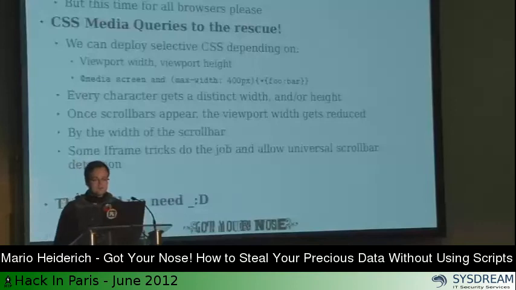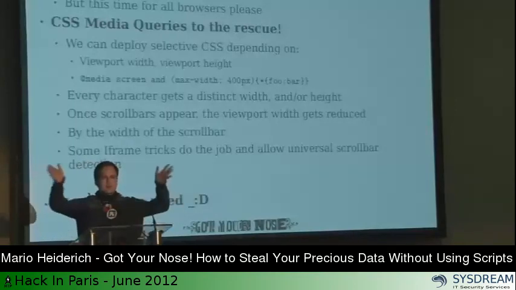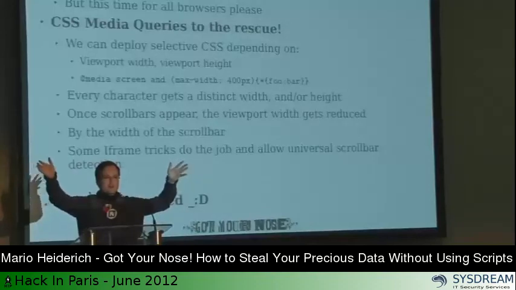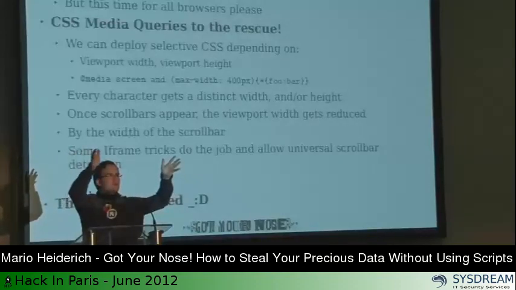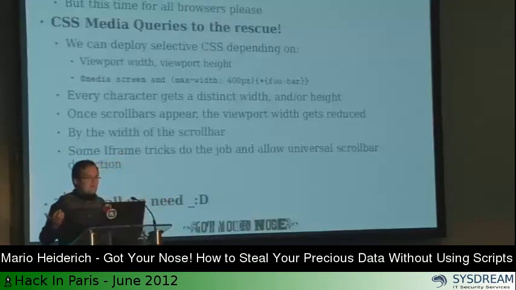So remember the animation with the shrinking boxes? We can do this with media queries. We can just have a window that's shrinking itself, and the CSS inside will say, hey, now you're 300 pixel width, now you're 200 pixel width, now you're 100 pixel width, and every time give you different style sheets. So we can actually use this to find out whether there's a scroll bar or not. And you can see this.